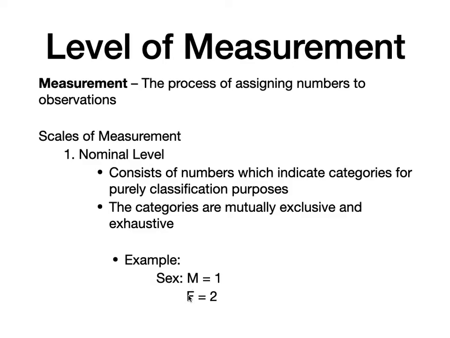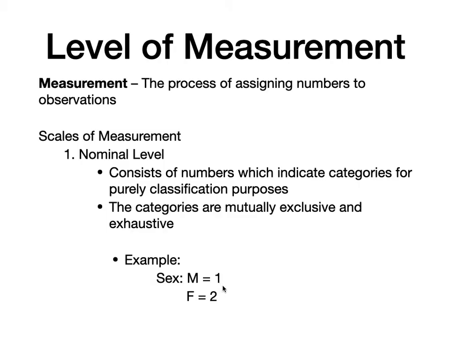Here we code or denote the male category with the numerical value 1, and the female category with 2. However, take note that the values that we use here, 1 and 2, simply name the categories that we have. So the moment you are coded as 1, that means you belong in the male category. If you have been coded as number 2, then you belong in the female category.